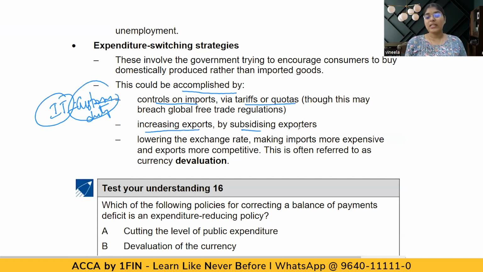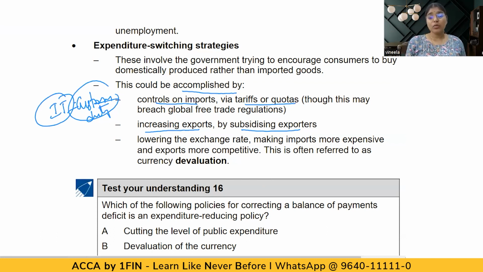Increasing exports by subsidizing exporters. That means I'll provide more subsidies to our exports. I'll reduce the taxes for exports, so that export prices will reduce and more people from other countries will purchase my goods. That means indirectly, I'm trying to reduce my imports and I'm encouraging my exports.